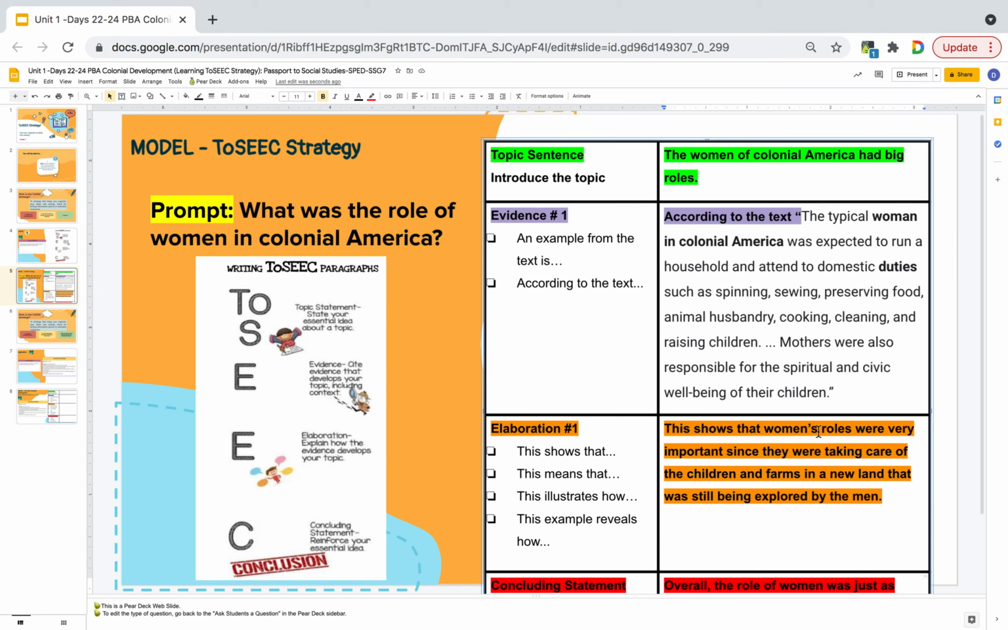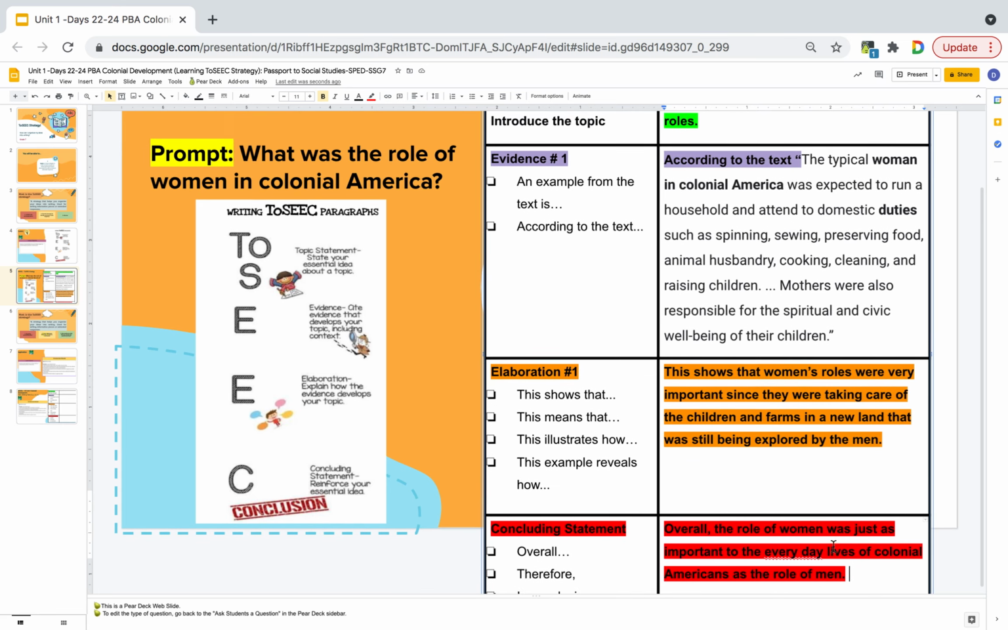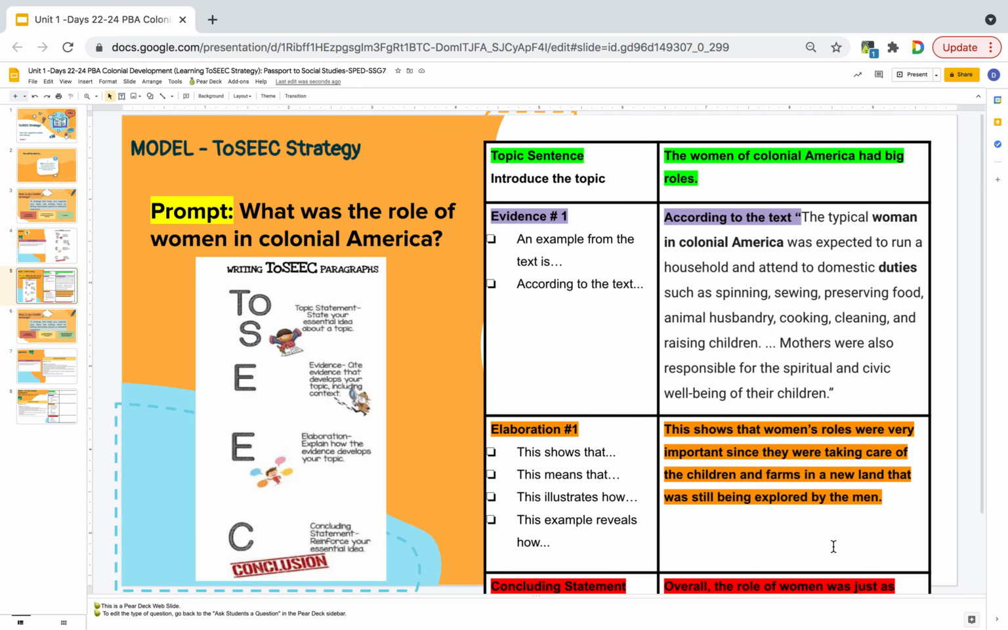This shows that women's roles were very important since they were taking care of the children and farms in a new land that was still being explored by the men. Overall, the role of women was just as important to the everyday lives of colonial Americans as the role of men. We have successfully used the ToSEEC strategy in order to provide an extended response to the prompt. And I think my teacher would be very happy with this response.